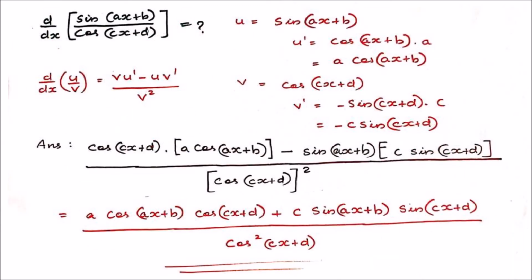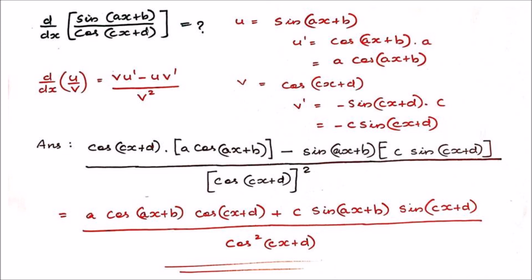So here is our last question. D by dx of sine(ax plus b) divided by cos(cx plus d). As in the previous case, we need to identify u and v, and we need to find out u dash and v dash. Here u is sine(ax plus b), and we can obtain u dash as a into cos(ax plus b). Now v is equal to cos(cx plus d) and v dash is minus c sine(cx plus d). So we can apply in the formula.